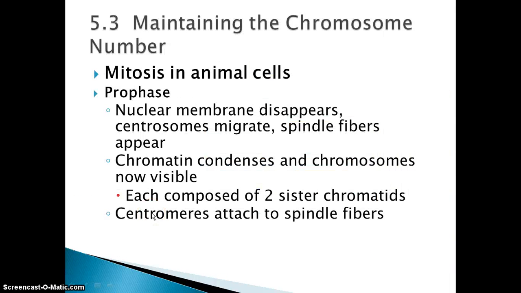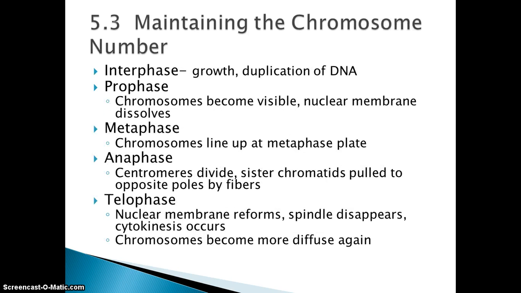so mitosis in animal cells, it gives you a really good description for each of the phases right here. Prophase, the membrane disappears, centromeres migrate, spindle fibers appear. Chromatin, which is just what they refer to chromosomes as before it's condensed, condenses and chromosomes are now visible, each composed of two sister chromatids, and the centromeres attached to the spindle fibers. Don't forget, interphase is growth and duplication of the DNA.